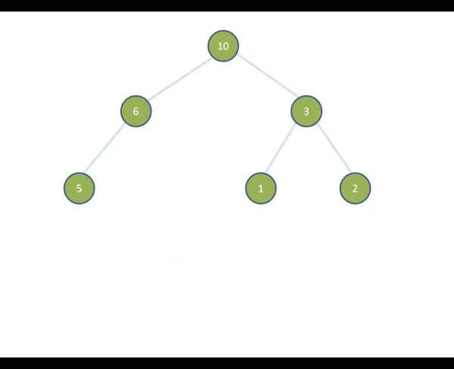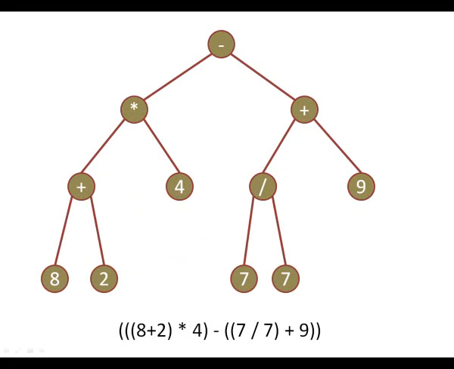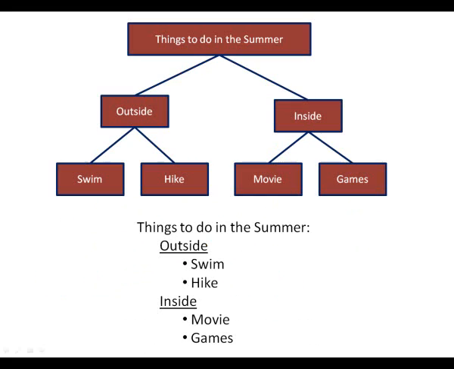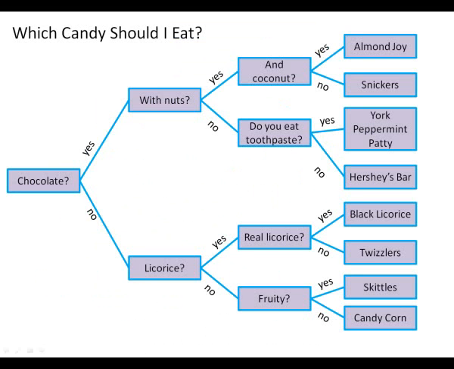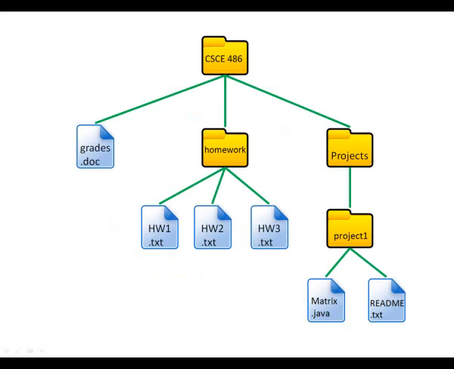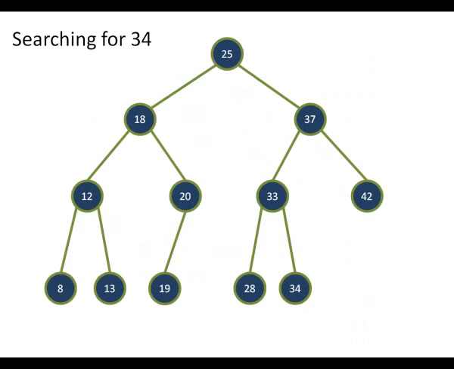A tree is a collection of nodes that has a hierarchical structure. They can be used for arithmetic expressions, lists, decision trees, file systems, and faster methods of searching, just to name a few.